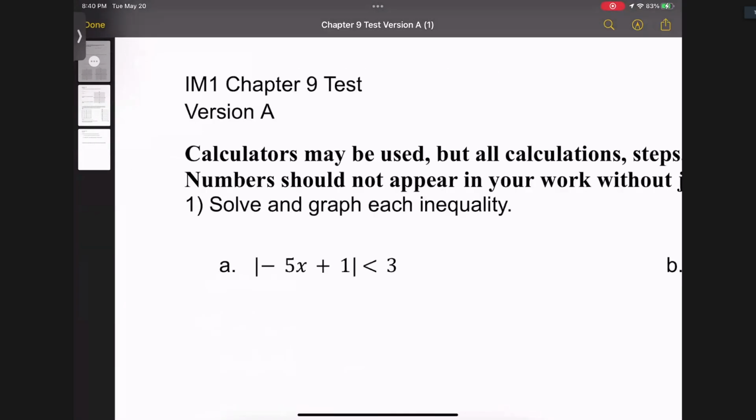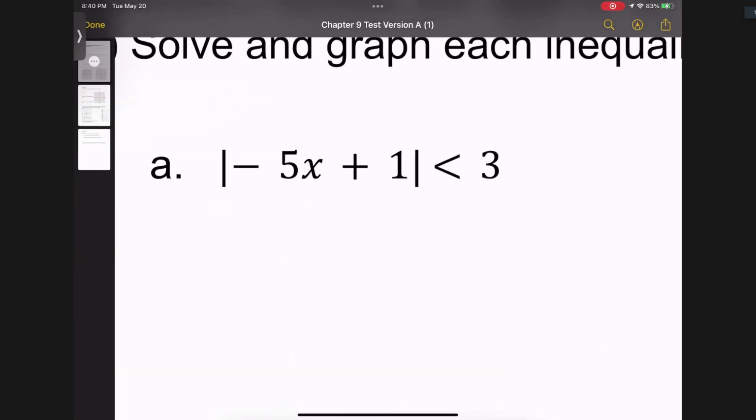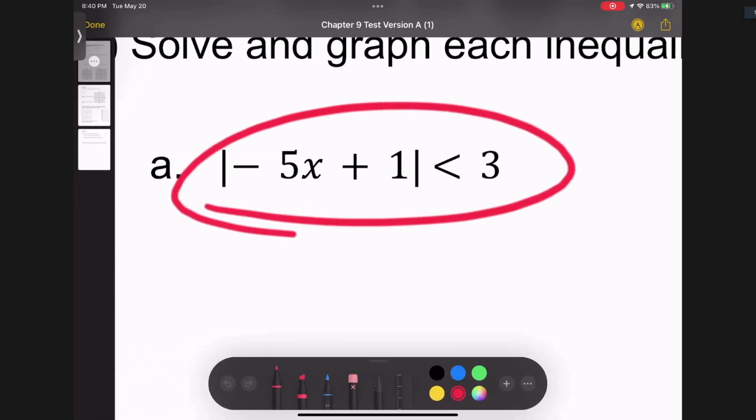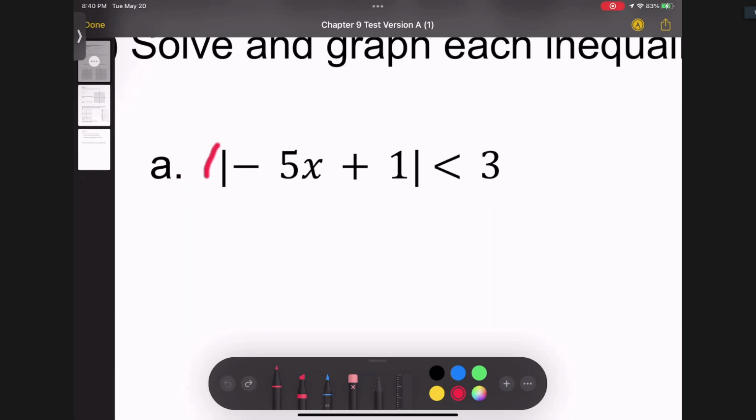Okay, chapter 9, version A. Now, whenever you deal with absolute values, you always want the absolute value to be by itself. The only way that you can actually split it up is if the absolute value is by itself. So your question is, is the absolute value by itself? Well, yes it is. You only have the absolute value on one side. So that means it's by itself. There's nothing in front of it, just by itself. Once it's by itself, split it up.